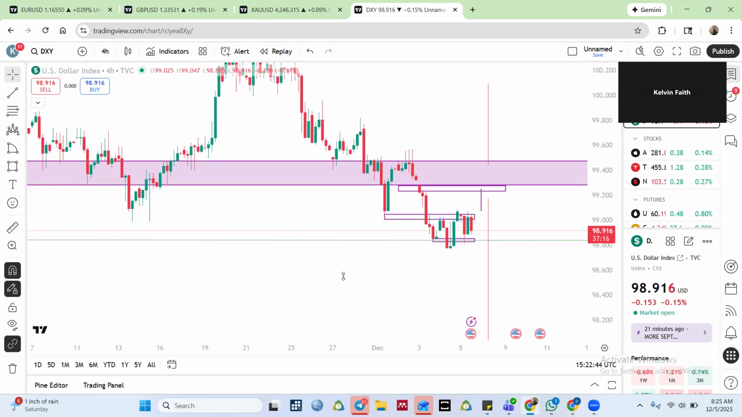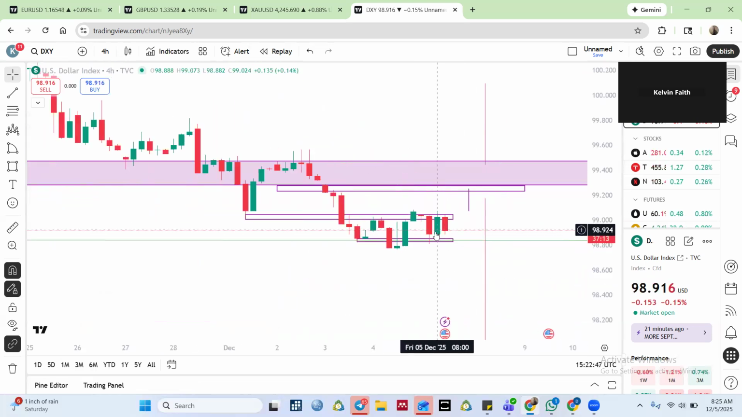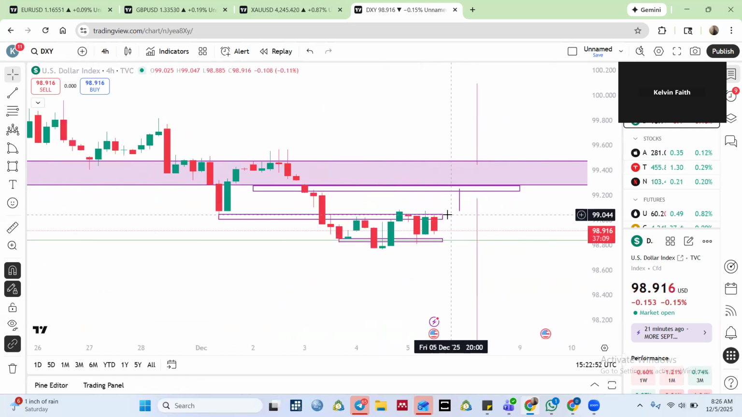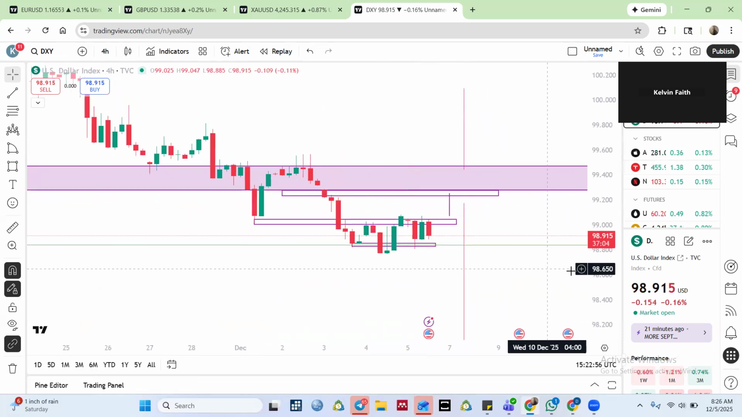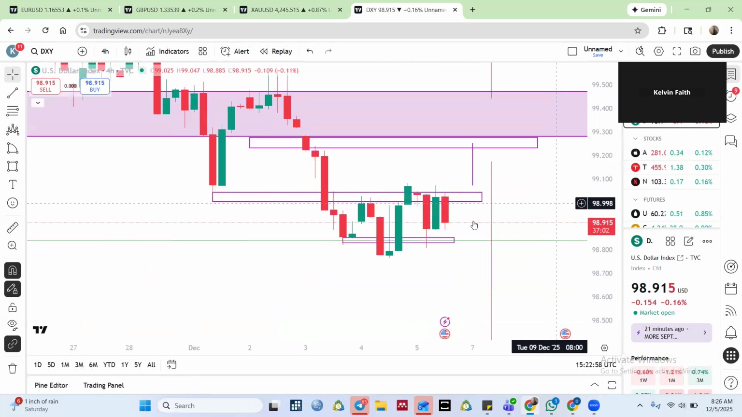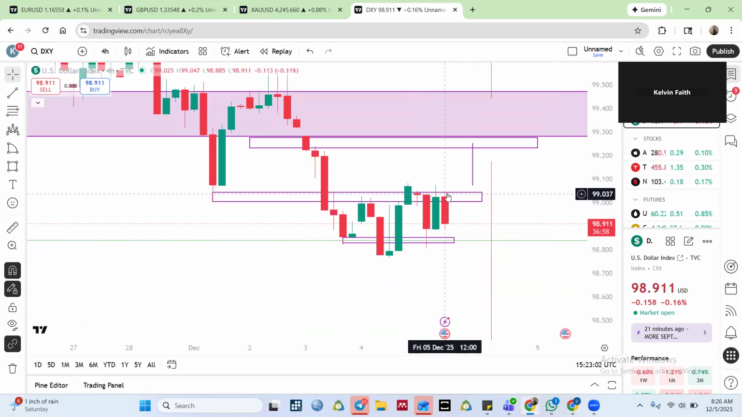So we can see that. So you can see this 4 hour candle. We can see here there is a small resistance up here that is constantly failing. Price is struggling to break that resistance.